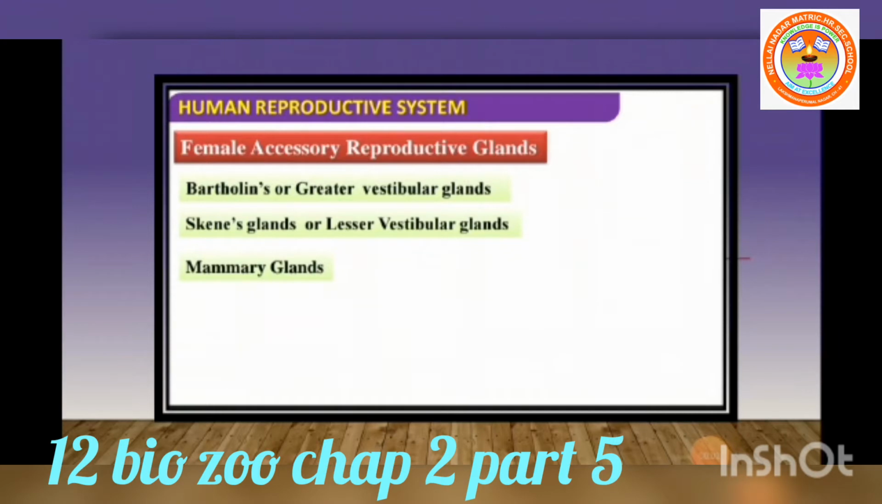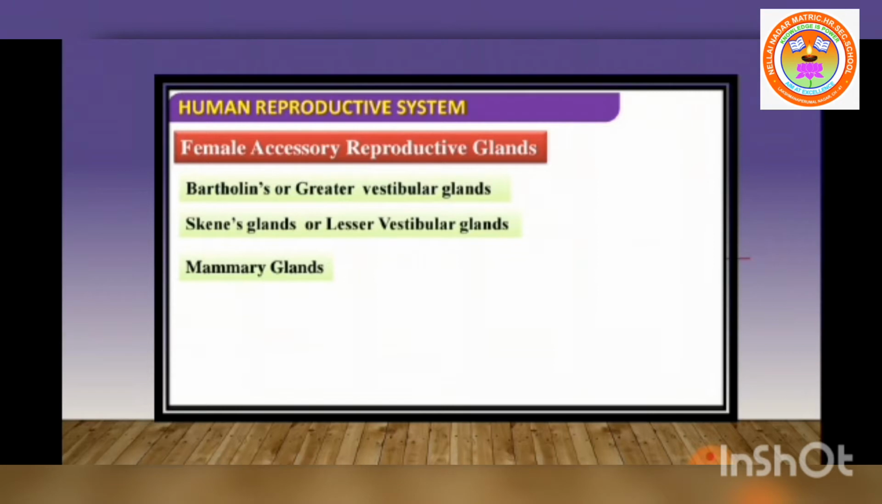Very good morning, students. Regarding Chapter 2, Human Reproductive System, today we are going to discuss the female accessory reproductive glands. Last session we discussed the primary sex organs, the ovaries, in the female reproductive system. Today we are going to discuss the female accessory reproductive glands.